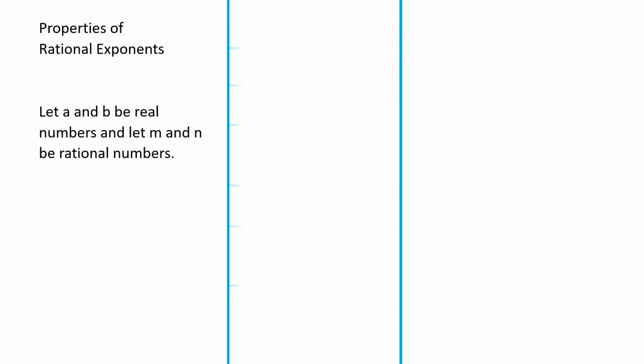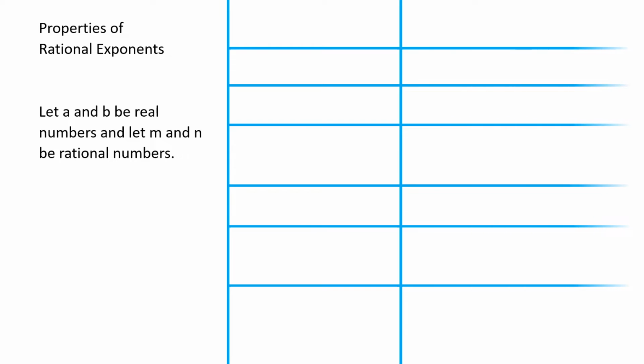The basic rules. A and B have to be real numbers, right? So real numbers for A and B. And then M and N have to be rational numbers. So notice that A and B can actually be irrational. We don't mind if the base is irrational, but we can't manipulate them if the exponent is irrational. All right, so A and B are going to be bases. M and N will be exponents.